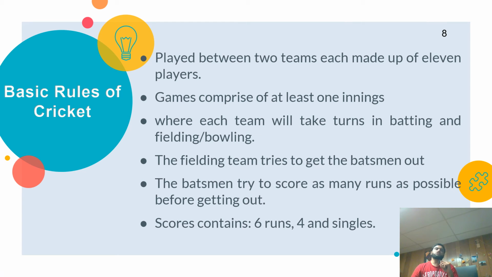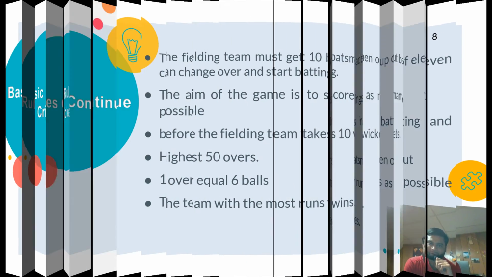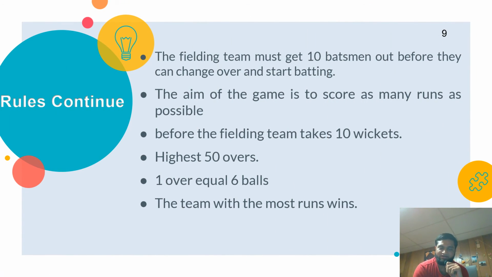Yes, as I said, there are different types of game. One game is called test cricket, another is called one day cricket, but I don't have time today to explain this, so I'm not gonna go there. And then one team is gonna bat, and another team is gonna field or bowl. That means they would throw the ball to the batsman, and the score contains 6 runs, 4 runs, and singles. I will explain this on the next slide. There are some general cricket rules as well, but I will explain those in the next slide, so you're gonna have a better idea what I'm talking about.